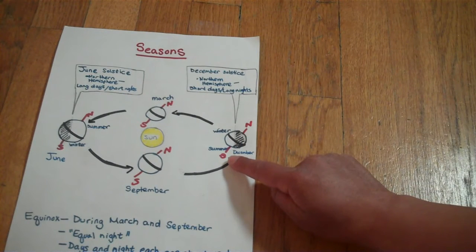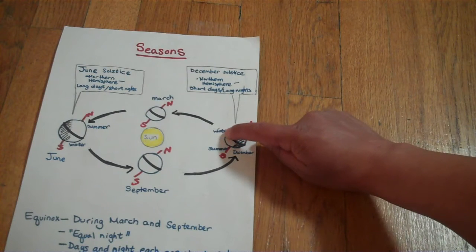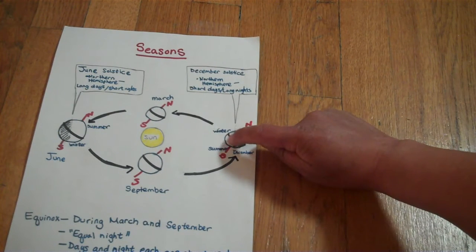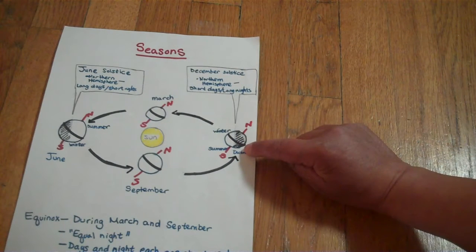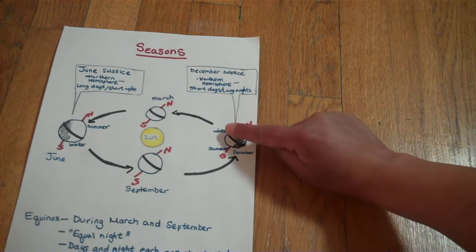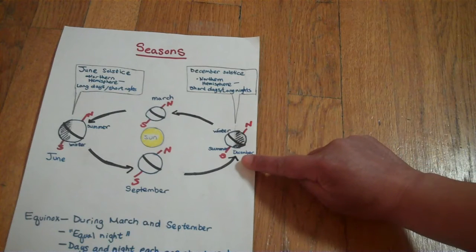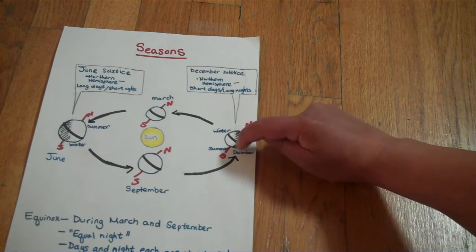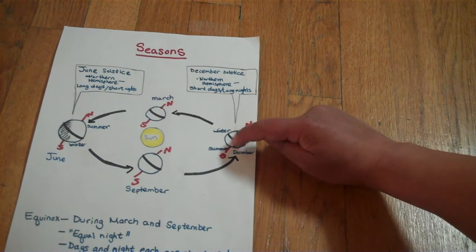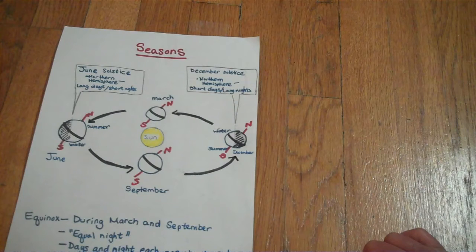The opposite season is happening for the Southern Hemisphere. The day is towards the sun, so there's a lot of sunlight. There's a little bit of darkness because of that tilt, and it's the opposite season happening below. It's summer the entire time, whether it's day or night, for the Southern Hemisphere.